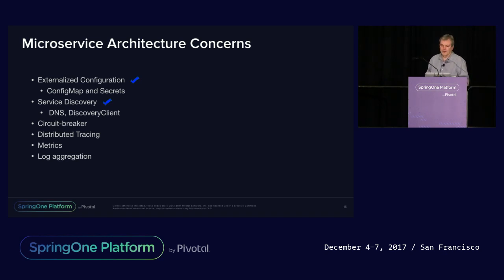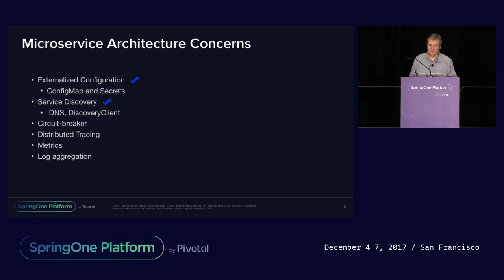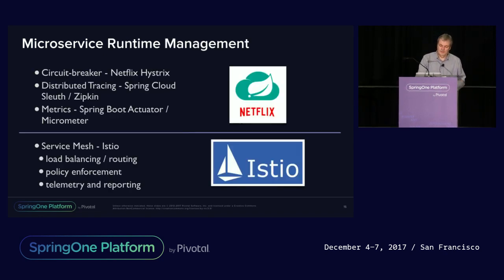So if you look at microservice architecture concerns, there are a number of issues you will have when you run microservices in the cloud. Configuration, we already figured out that we can use a lot of the Kubernetes features for that. Also service discovery, we can use DNS discovery. There are circuit breakers, and there's really nothing in Kubernetes itself to do that, or tracing, or metrics. There's also log aggregation, but that's usually part of the cloud hosting company that sells you Kubernetes, what they use for their aggregation.